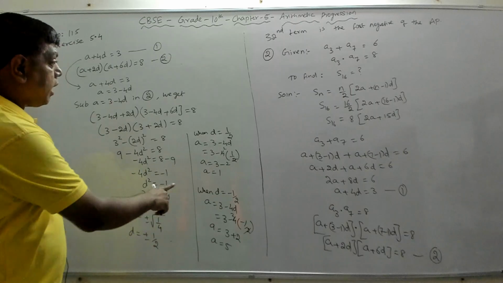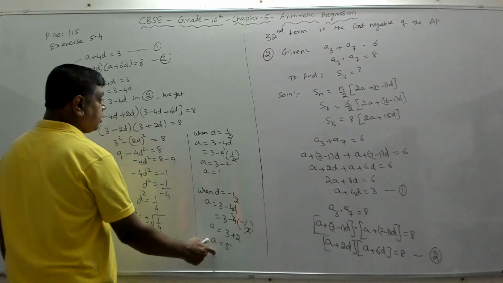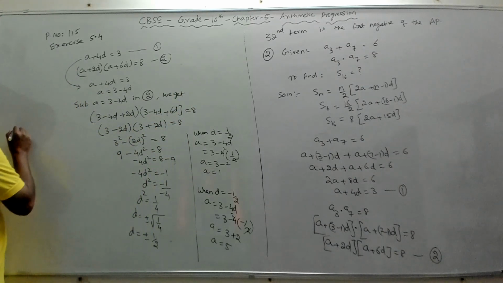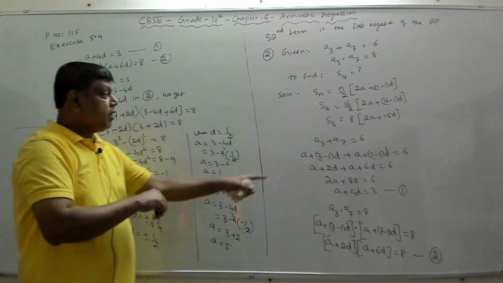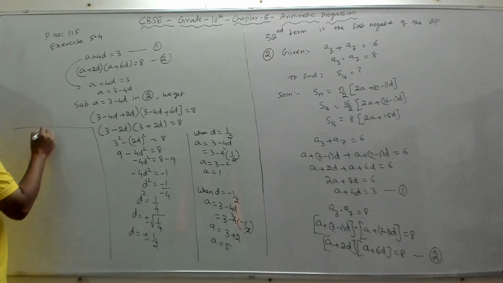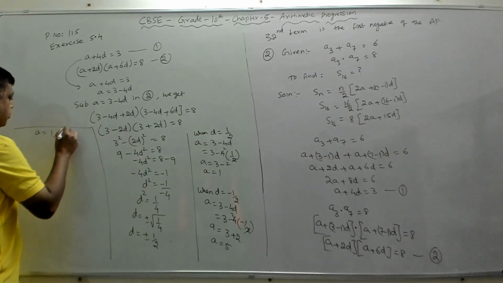Fine. Now we have two things. Running out of space, so I will do the rest here. Right. The continuation of this is here. Now we need to find what? We need to find S16. So the case is when a is equal to 1 and d is equal to 1 by 2.